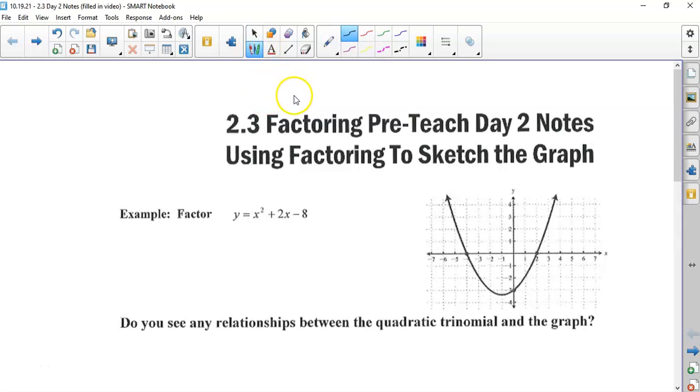Hello everyone, welcome to today's 2.3 Day 2 notes, pre-teach Day 2 notes on using factoring to sketch the graph. Our first example is y equals x squared plus 2x minus 8. And we're asked to factor it.